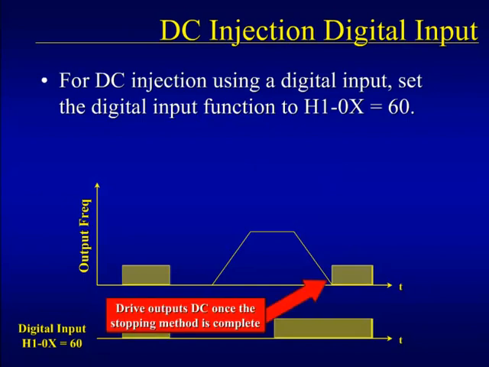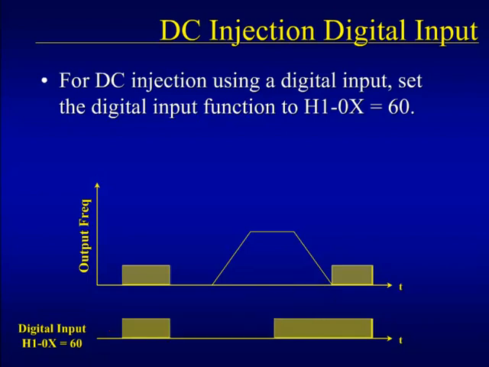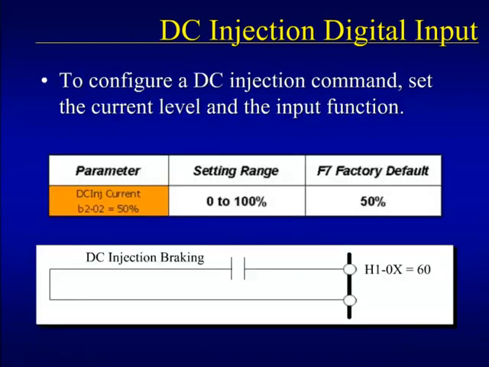As you can see, DC injection will automatically begin once the stopping method is completed. There is no need to cycle the DC injection command. DC injection continues until finally the digital input is opened and DC injection ceases. The only two requirements for configuring DC injection using a digital input is to set the DC injection current level and to configure a digital input to perform the DC injection braking function. Again, the digital input function for DC injection braking is setting 60.